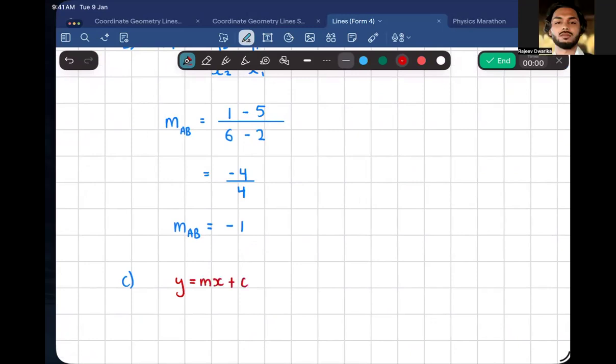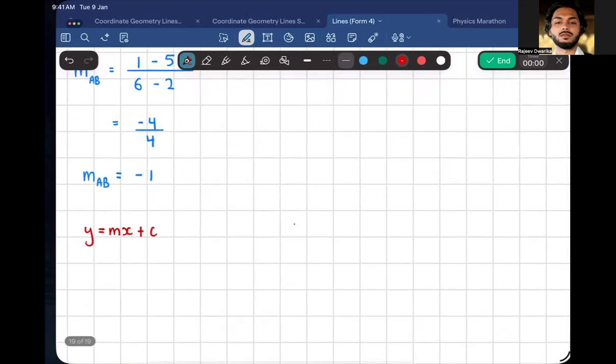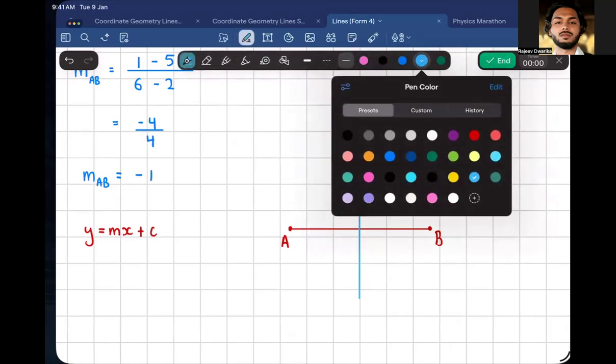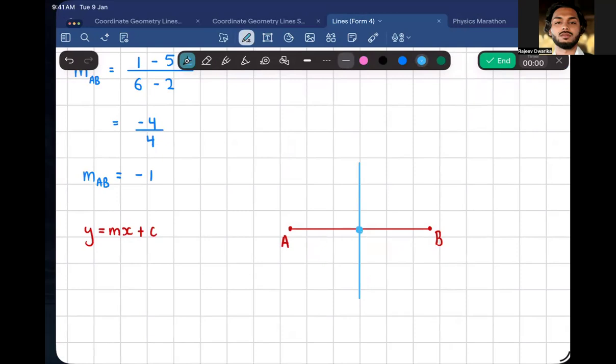Great. Tell me something, right? We'd have the original line. This is a very, very rough sketch. You'd have your first line, AB, and then, of course, you would have your perpendicular bisector. We know that the perpendicular bisector passes through what point? It always passes through the midpoint. Right. And did we find the gradient for the perpendicular bisector already?